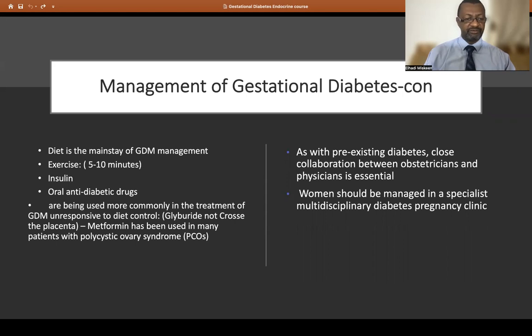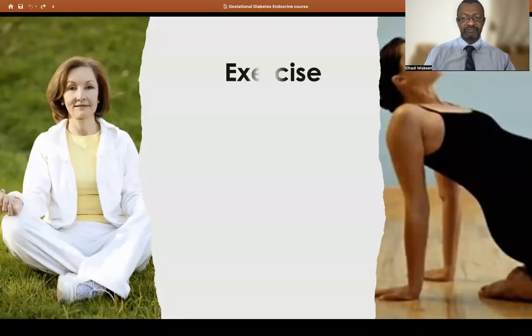Exercise at least 5 to 10 minutes. Insulin and oral anti-diabetic drugs are being used more commonly in treatment of GDM, irrespective of diet control. Also, metformin has been used in many patients with polycystic ovary syndrome, PCOS. As with pre-existing diabetes, close collaboration between obstetricians and physicians is essential to optimize outcomes, and women should be managed in specialist multidisciplinary diabetes pregnancy clinics.